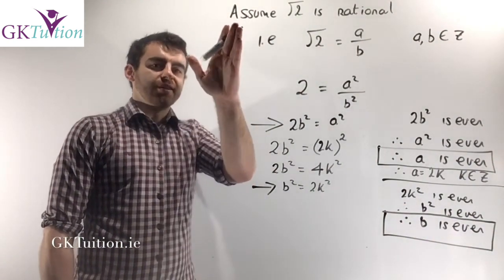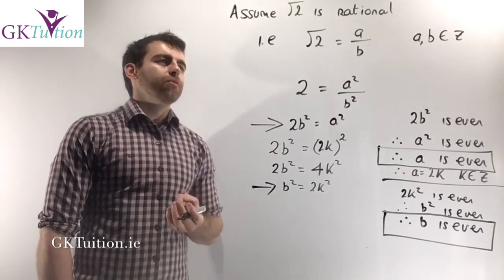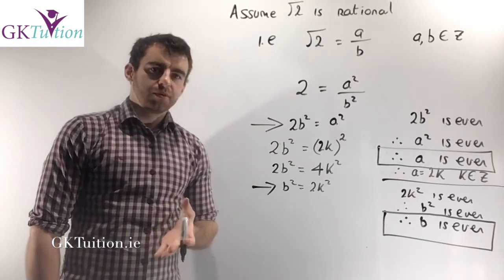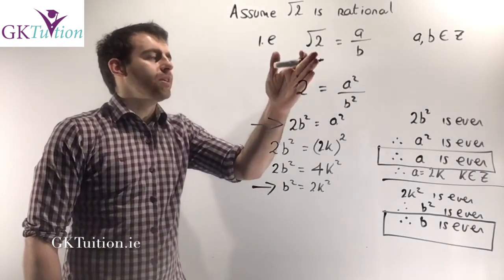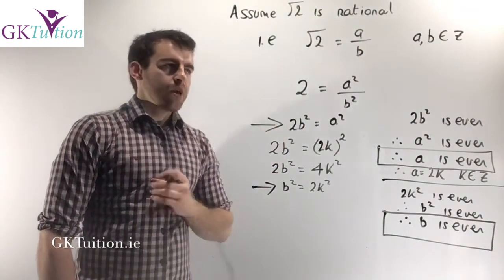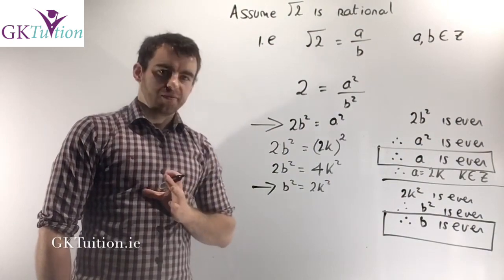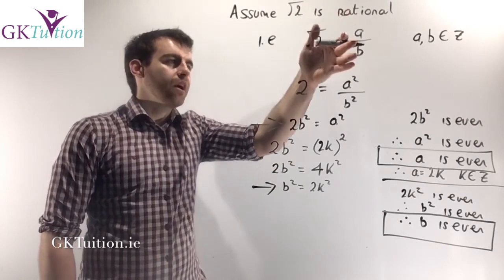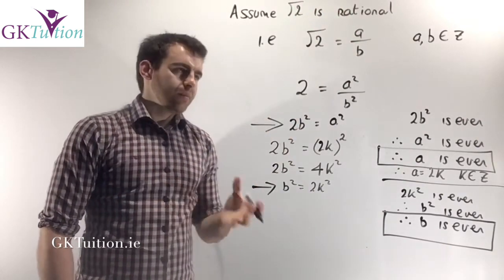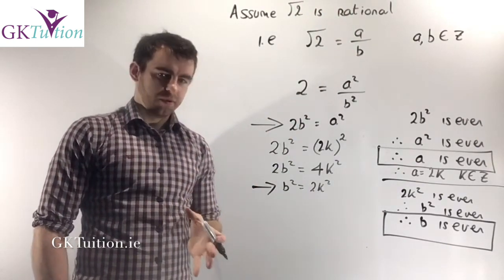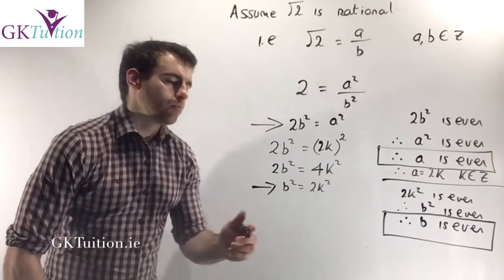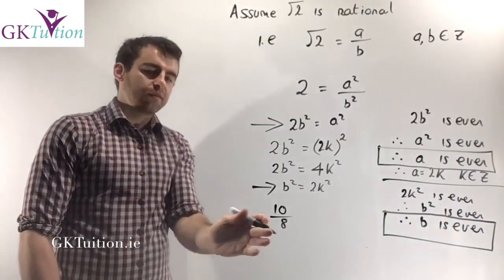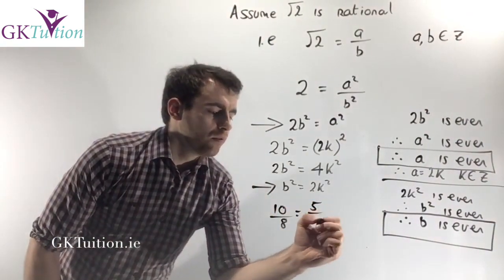The very first thing we did here was we assumed that the square root of 2 is a rational number. If the square root of 2 is a rational number, then it could be written as a fraction a over b. But that fraction needs to be in its simplest form. However, I've concluded that the top of the fraction is even and the bottom of the fraction is even. That means that the fraction is not in its simplest form. Look back at the example I did in the previous slide. I used, for example, 10 over 8. The top was even and the bottom was even, so it could be written as 5 over 4.